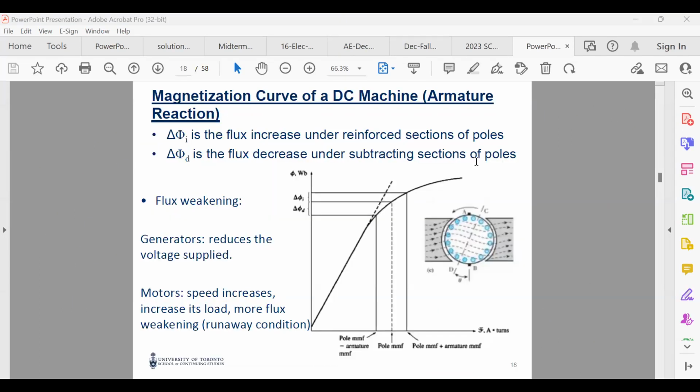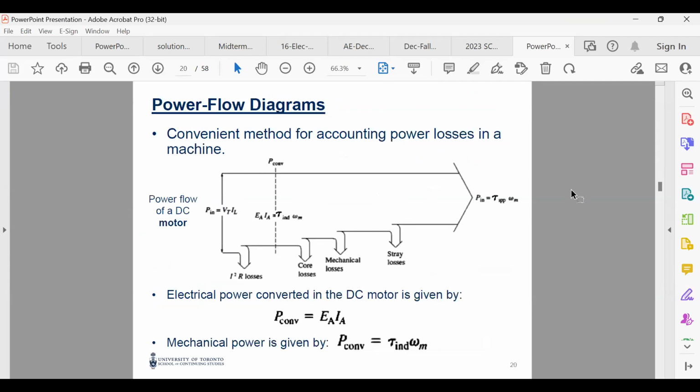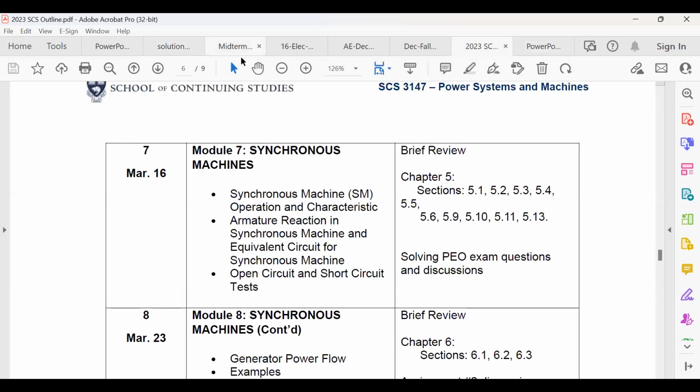So the power flow, this is the one that we need. This is the input power to the motor. It's electric. As you can see, it's V terminal times the line current. And then you have the converted or the developed power here. And then you have some losses until you have the output. So you can see this one is smaller than this. Thank you. This is a very good question.